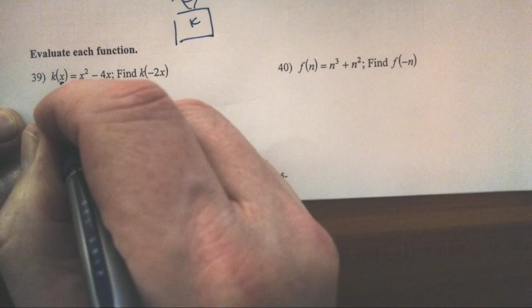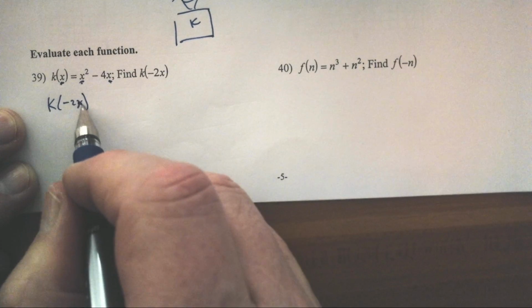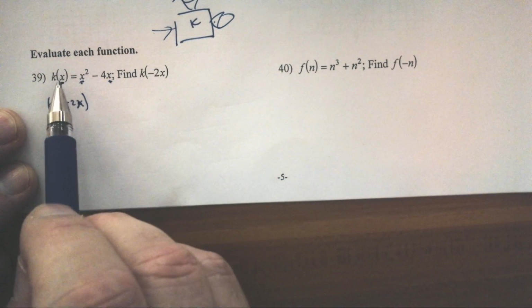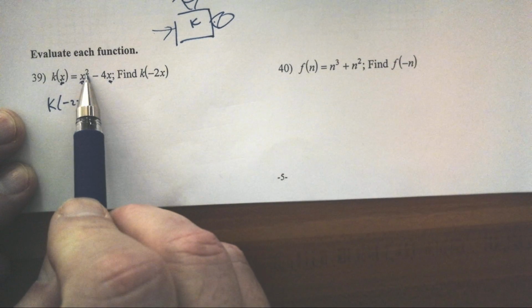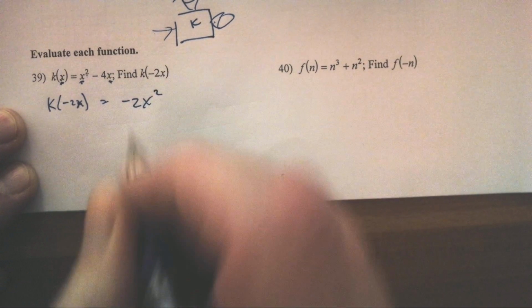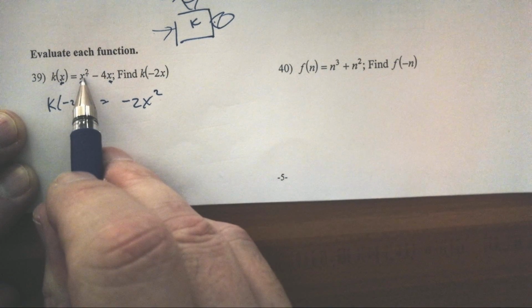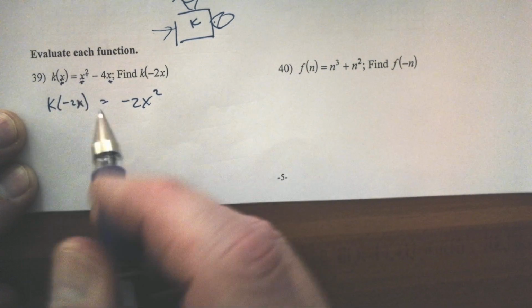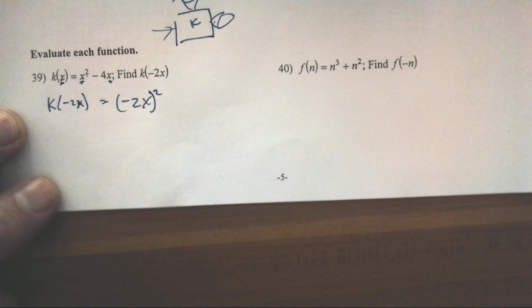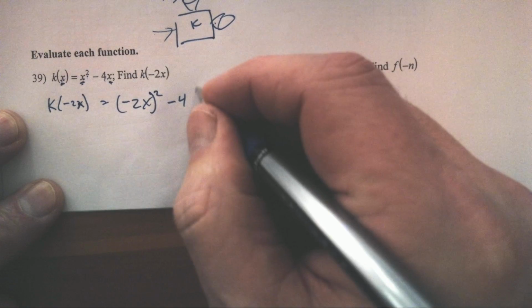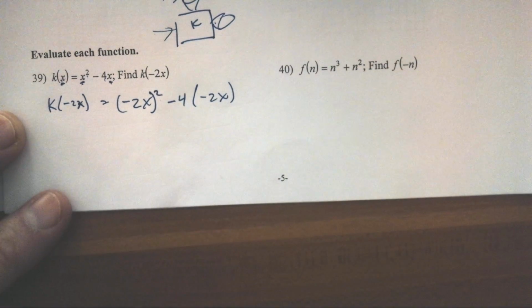So K of negative 2X, it doesn't care, the factory workers don't care what comes in there. Whatever comes in there, they tag it with a squared. And here would be a common mistake. No, they tag not the X with the squared, they tag the thing. It takes this thing, this negative 2X, all of it, and squares it. And then it subtracts 4 times the whole thing, negative 2X.